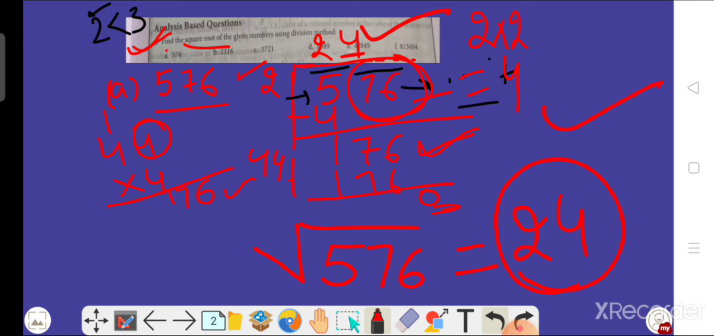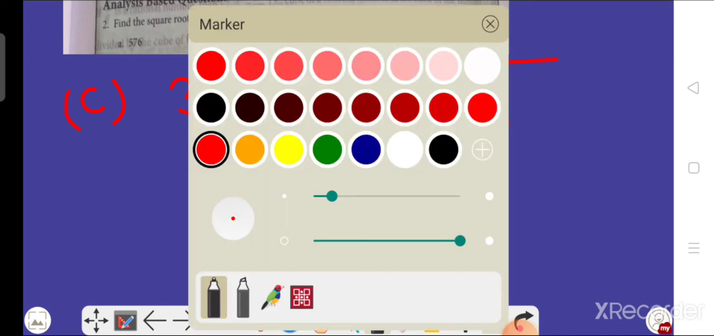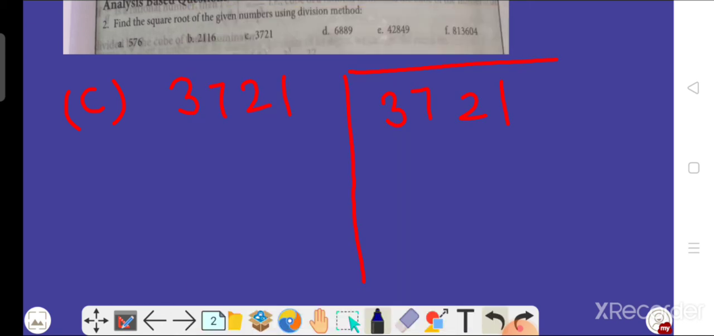Let us take one more example, the second question, part C, beta. 3721. Okay. Firstly we have to write the given number like this, 3721. Then we have to make pairs starting from the unit place. So the first pair is 21, the second is 37.